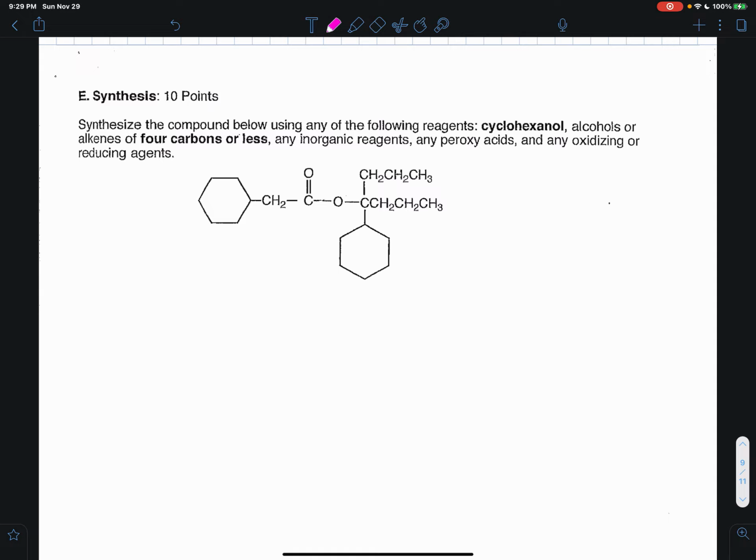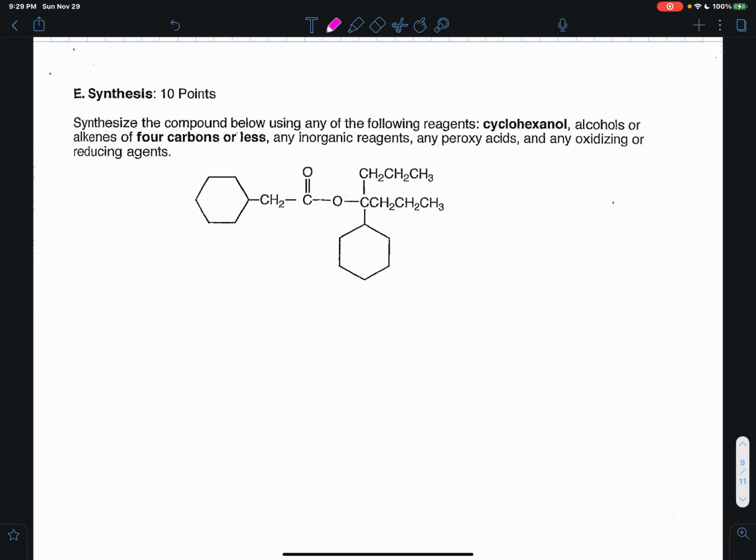So what you want to do first is determine what your beginning reagents are. She said you can use a cyclohexanol, so something like that. Let me use the red just because it's clear to see. You can use a cyclohexanol, any alcohol or alkenes of 4 carbons or less. So 1, 2, 3, 4. 4 carbons or less, any organic reagent, any peroxy acids, or any oxidizing or reducing agents.